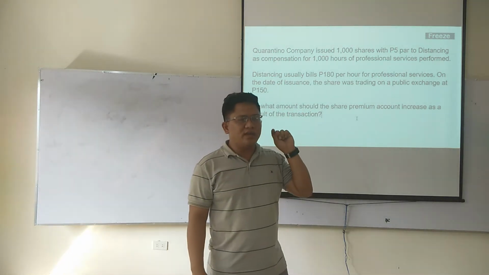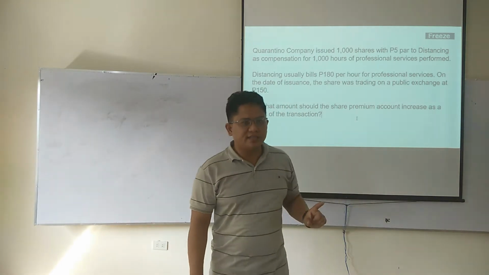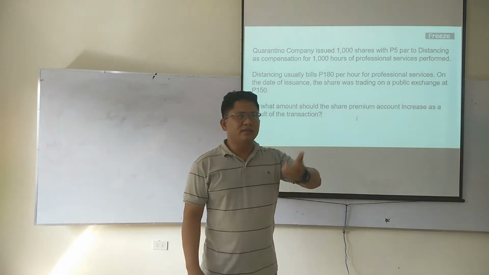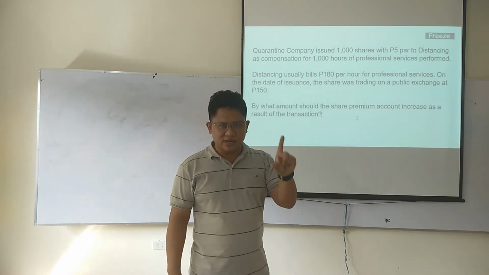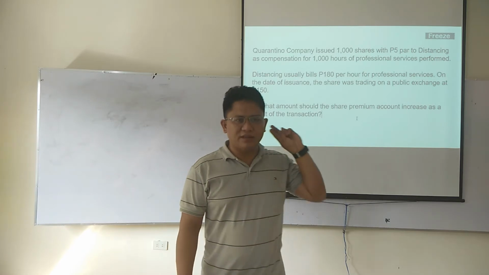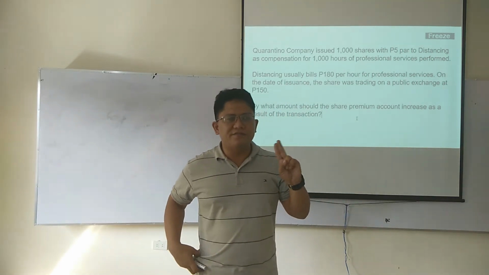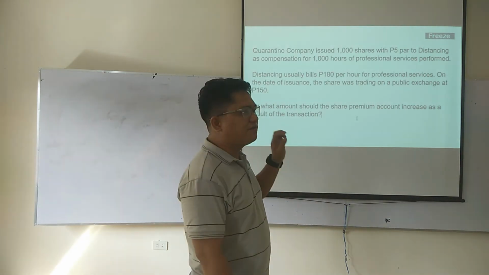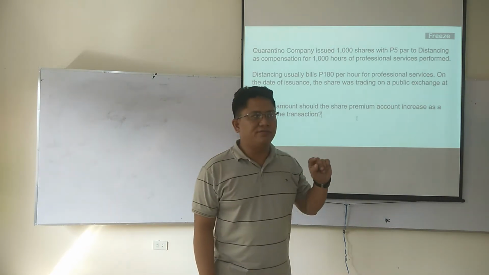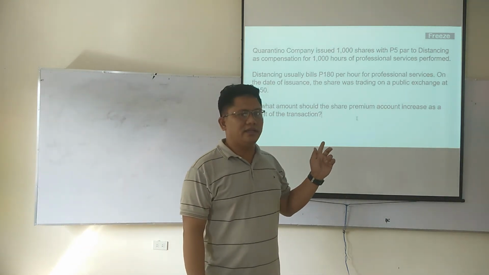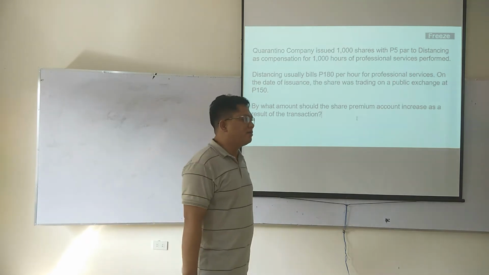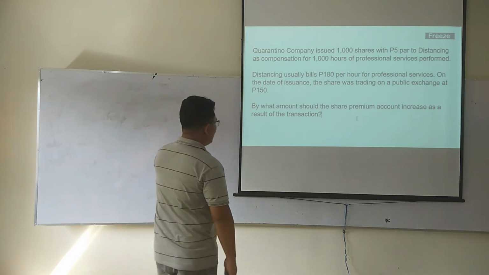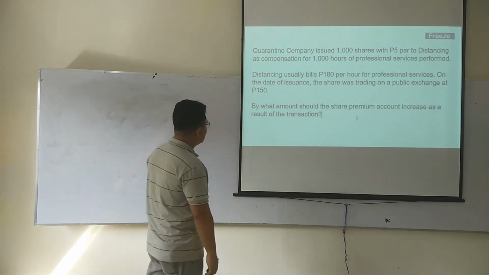As a rule, when we issue shares, we record that transaction based on priority. Number 1 is the fair market value of the asset received. Then, if that's not available, we record the fair market value of the shares at the time of the transaction. And if these two are not available, number 3, we record the transaction at the par value of the shares. So in this case, what amount should the share premium increase?